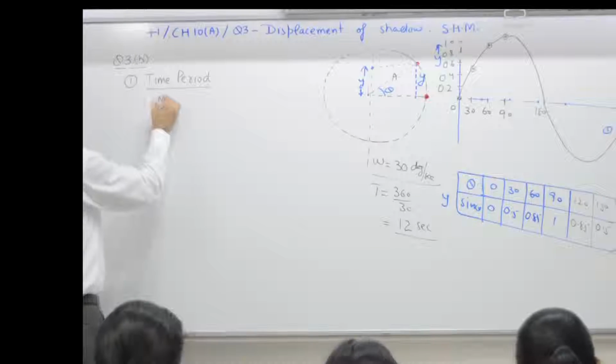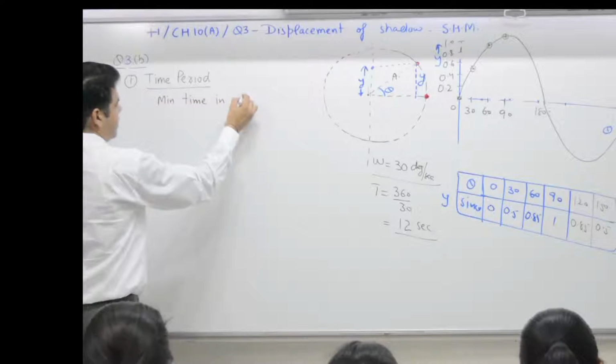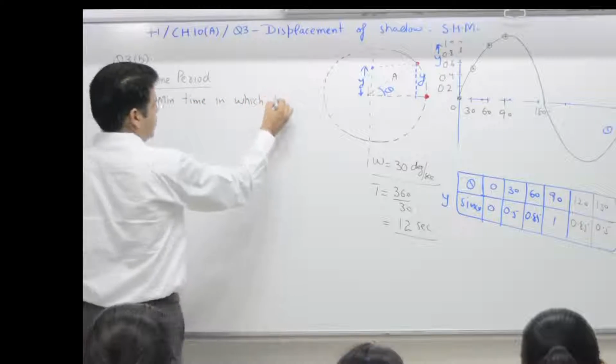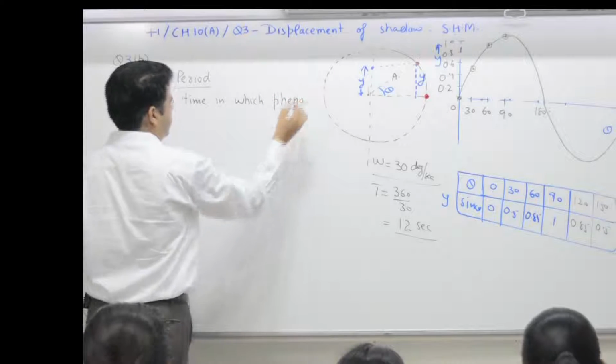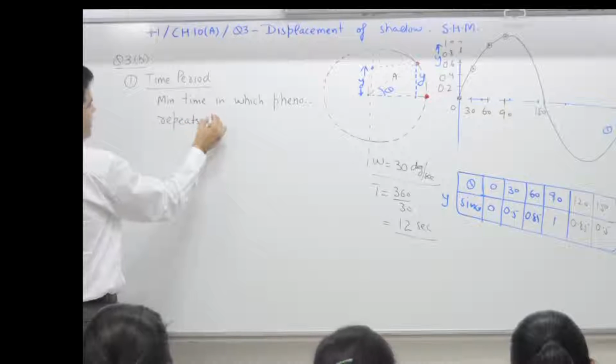So, minimum time in which the phenomenon repeats itself.